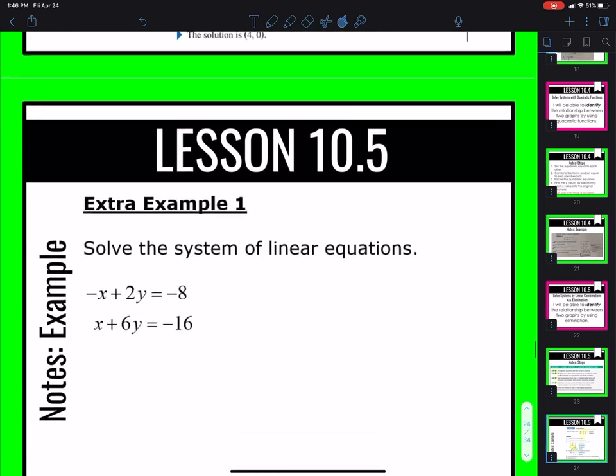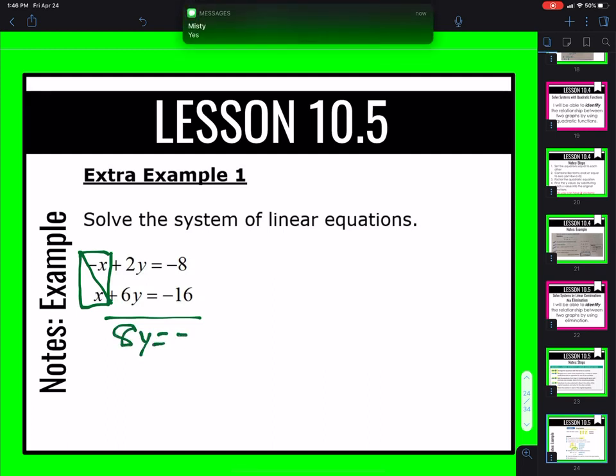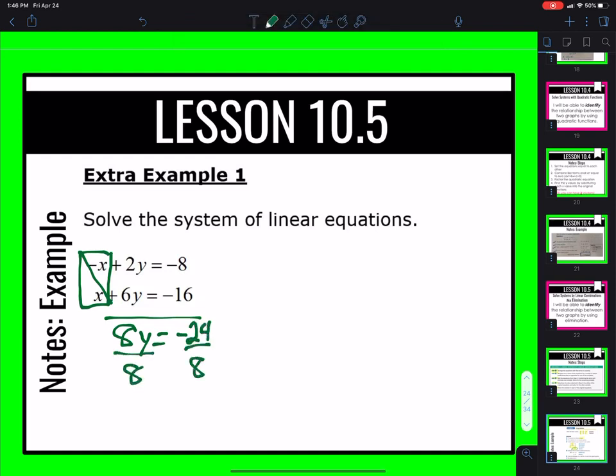Let me go ahead and do one for you. If we look here, we notice that our x's are lined up, our y's are lined up, and our terms without the variables are lined up. I notice my x's are ready to cancel out, so all I have to do is add down my y's. So I have 2y plus 6y, and I'm left with 8y equals negative 8 minus 16, which is negative 24. Go ahead and divide by 8 on both sides, and you're left with y equals negative 3.